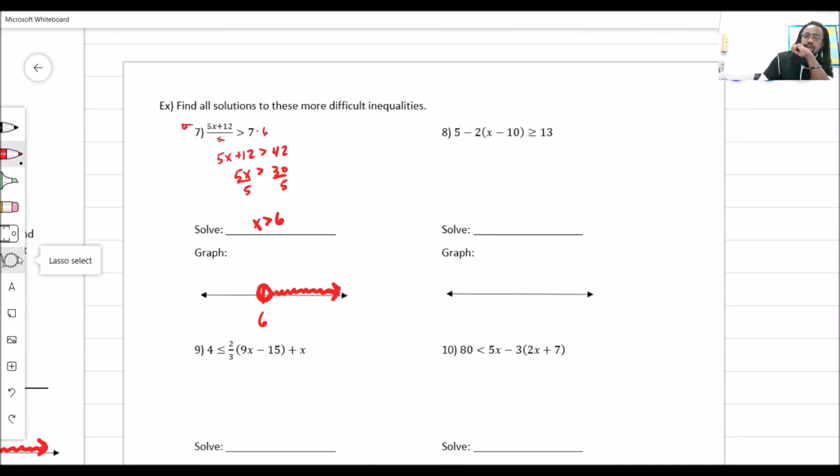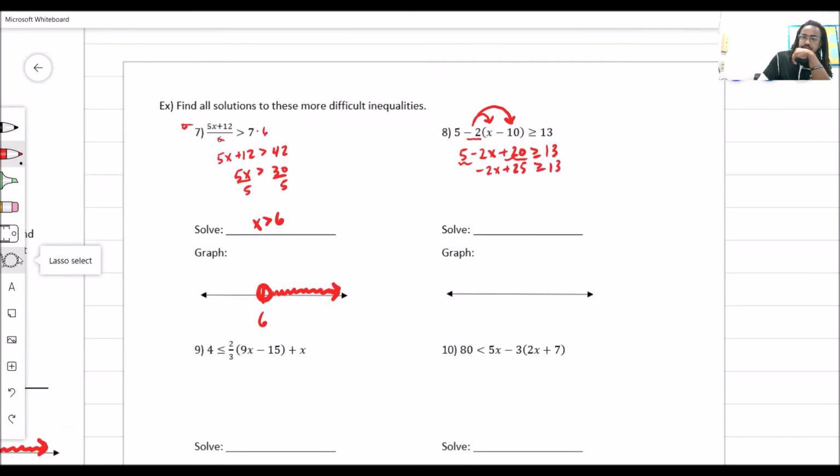Okay, so for number 8, my first thing, I'm going to make sure that I take into account the sign in front of this 2 before I distribute. Then I'm going to distribute here. I get 5 minus 2x plus 20. Negative times the negative is positive. Is greater than or equal to 13. Combine my like terms. Negative 2x plus 25 is greater than or equal to 13.